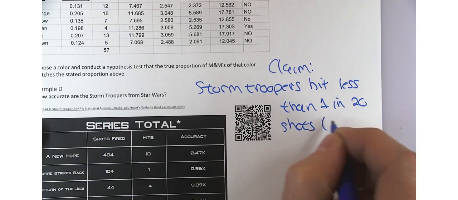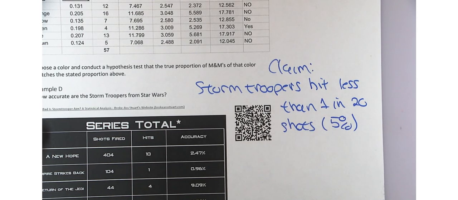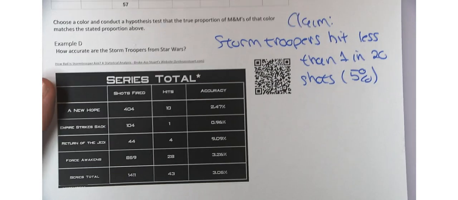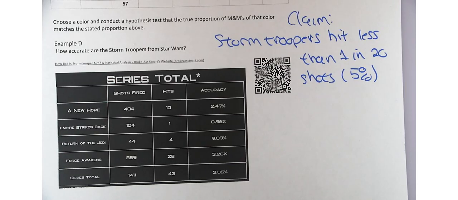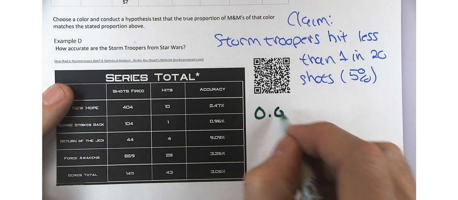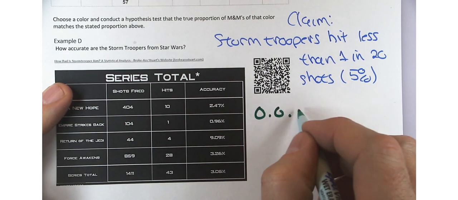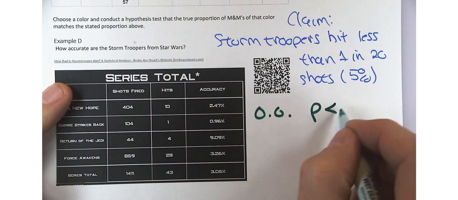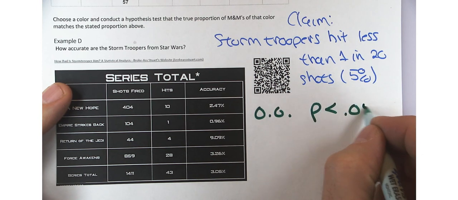And that's going to be 5%. So that's our original claim. Let's see if we can't turn that into a hypothesis. So my original claim is going to be that P is less than 0.05.